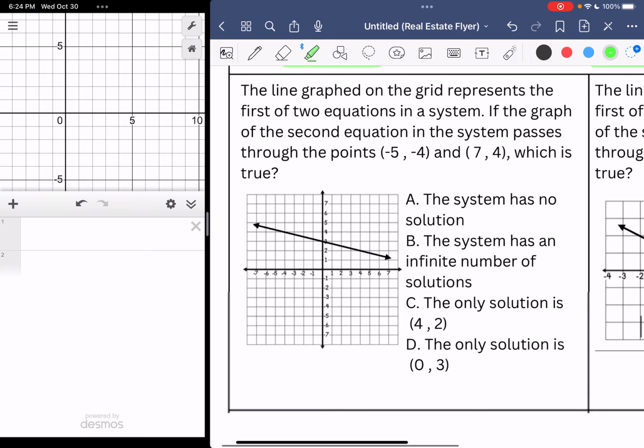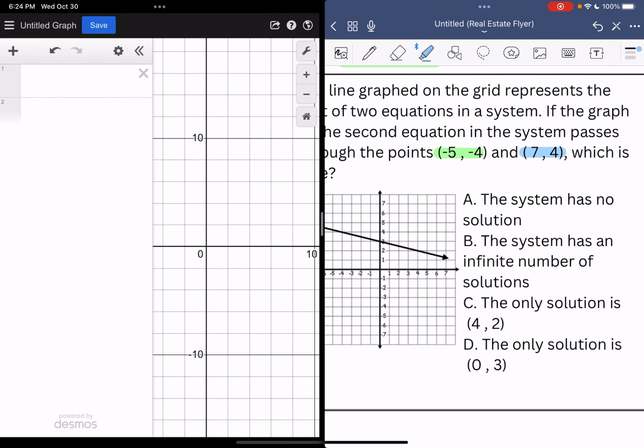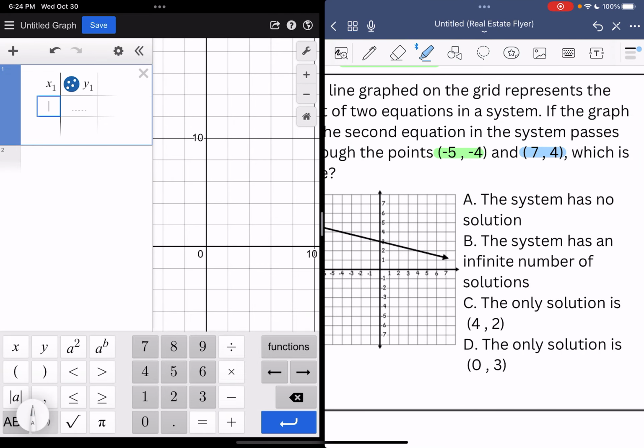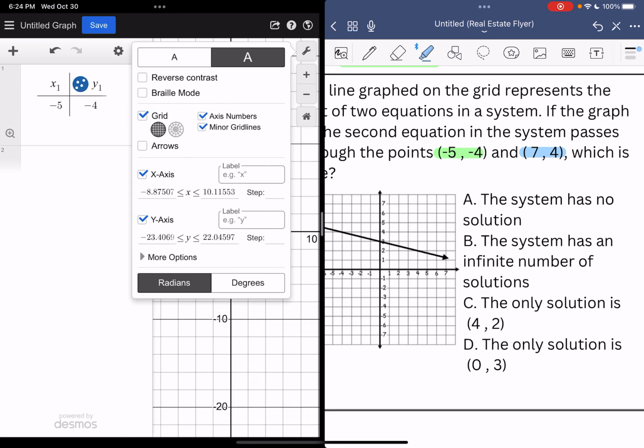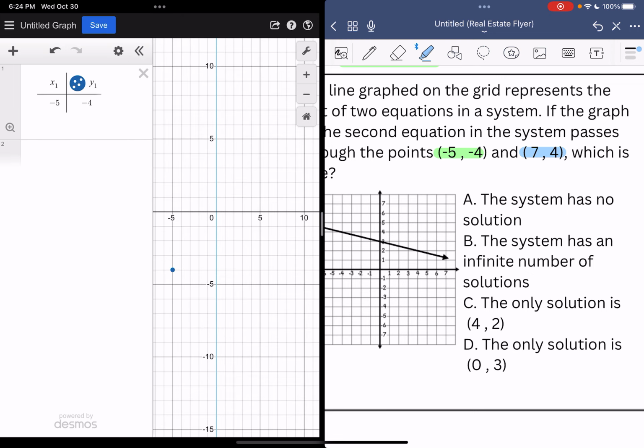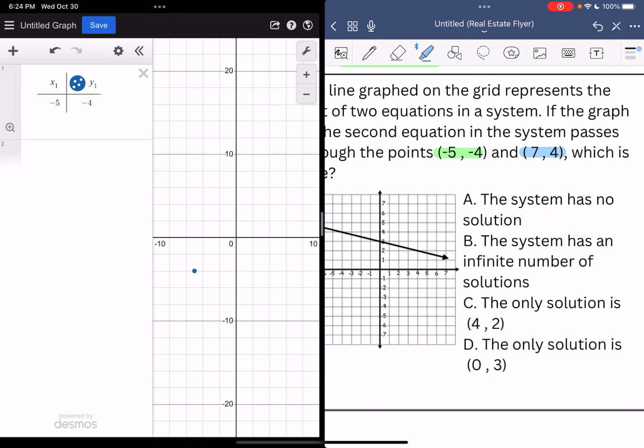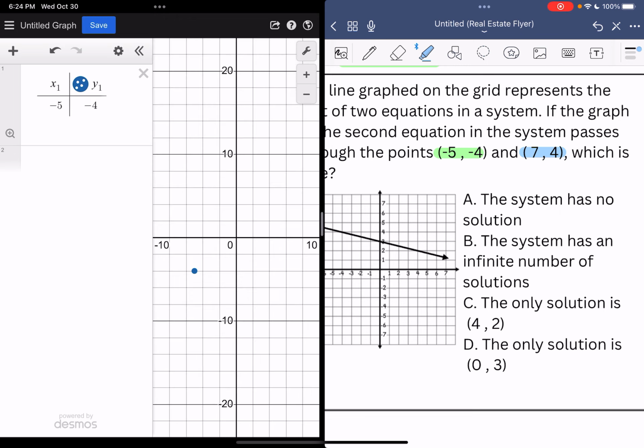It says the line graphed on the grid represents the first of 2 equations in a system. If the graph of the second equation in the system passes through the points -5, -4, and 7, 4, which is true? All right, if you know how to plot points, you can just plot them really quickly, but if you don't know how to plot points or you're unsure and want to make sure you're putting them in the right order, you could always check Desmos and it'll give you a nice picture that can help you see where to plot your points.